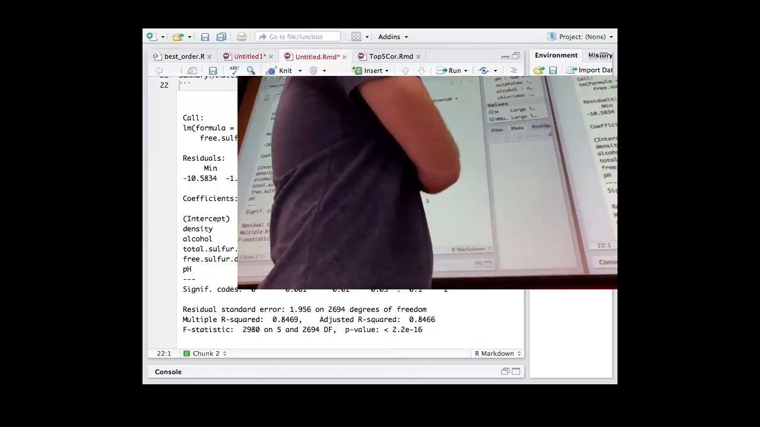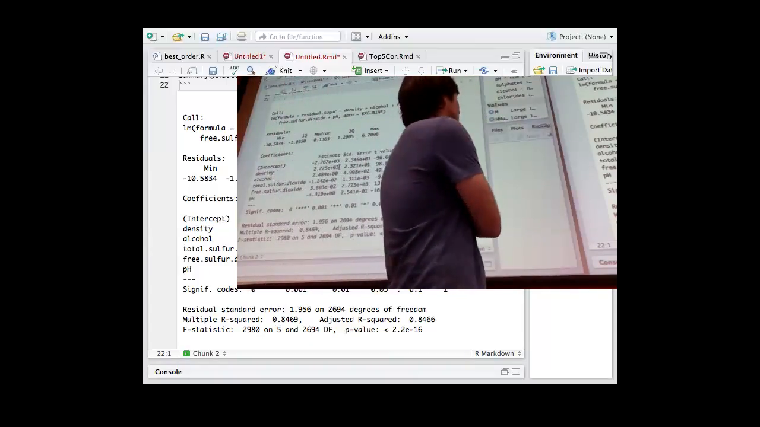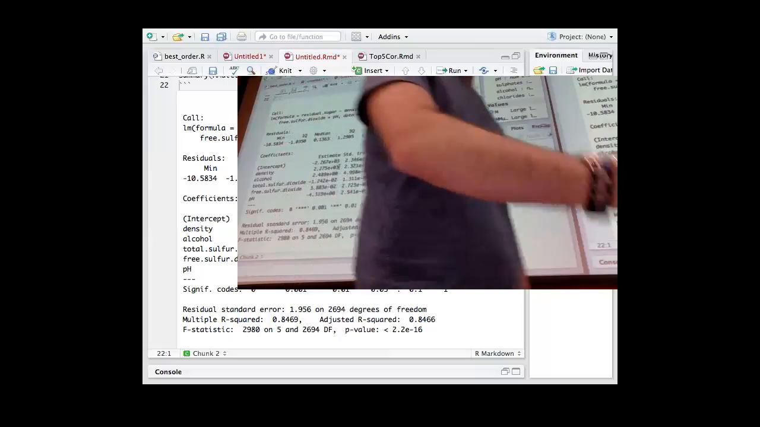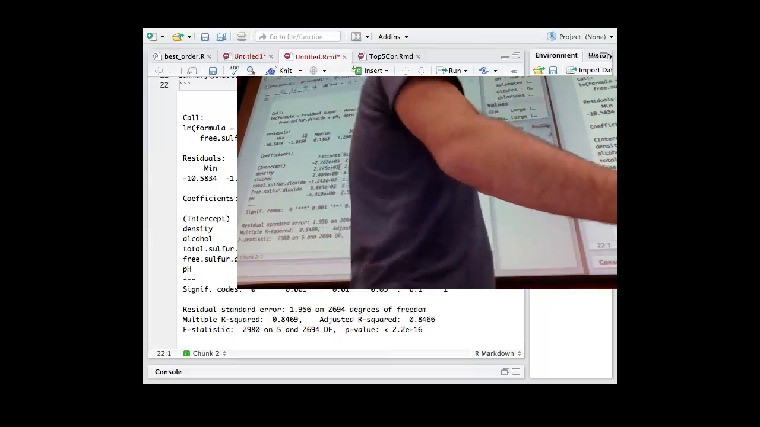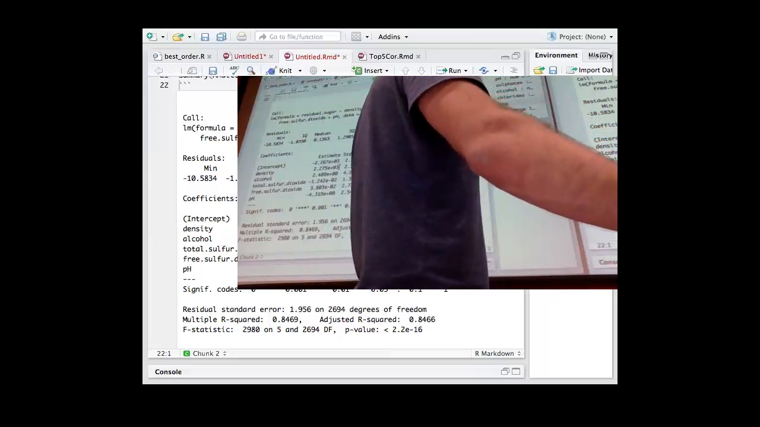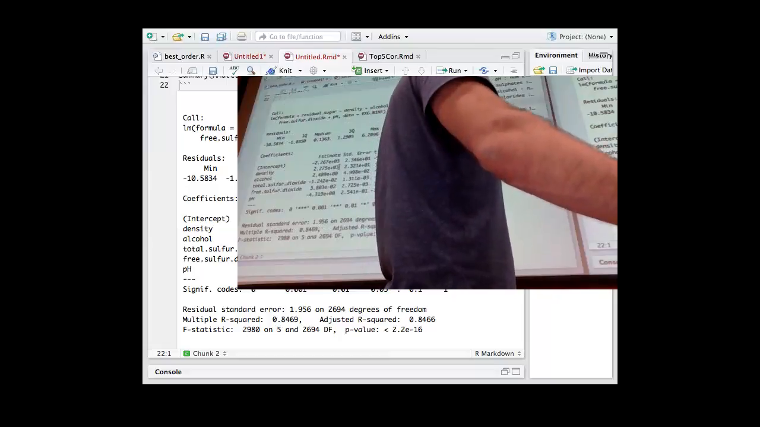For the intercept right here, which is kind of illogical, it would have to be a wine that has no density, so the intercept would be interpreted among wines that have no density, no alcohol, no free sulfur, no total sulfur, and have a pH of 0.